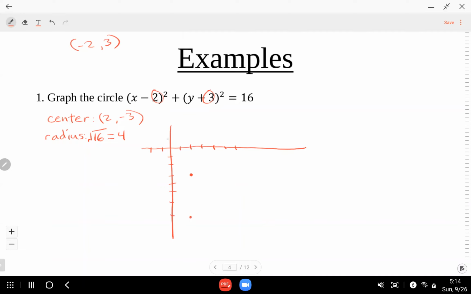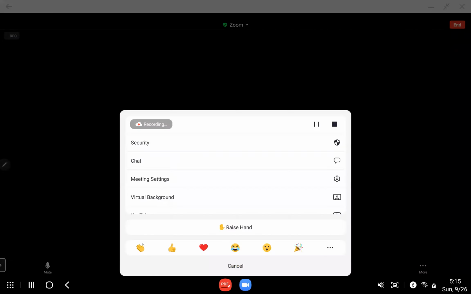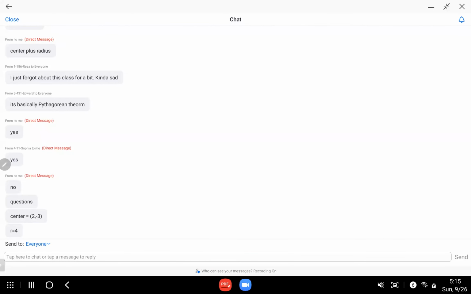1, 2, 3. Okay, so you have this, and this. Now we can kind of create our circle. Right, that's a rough drawing of our circle. And this is how you graph a circle using our center and our radius. All right, are there any questions? Any questions on this? If there are no questions, we'll now move on.